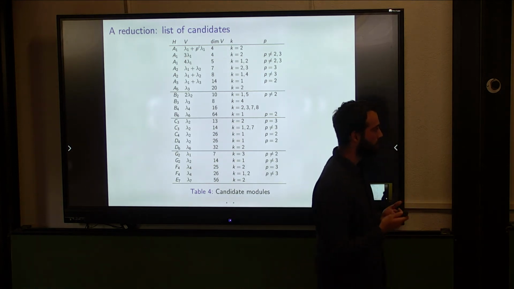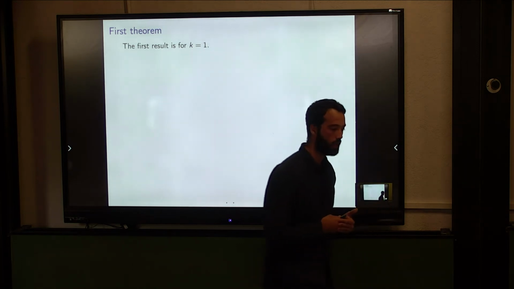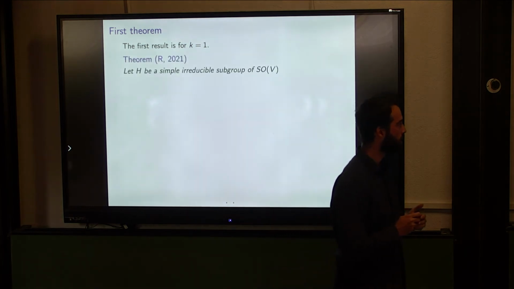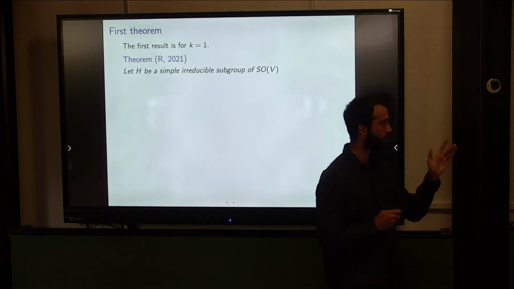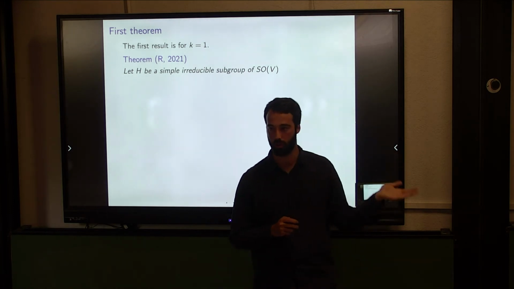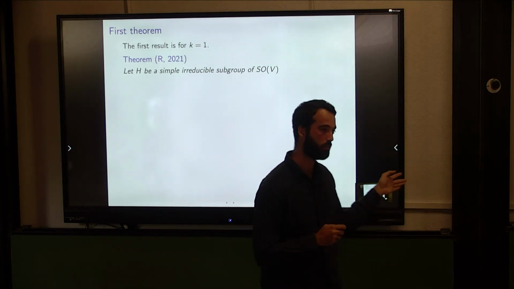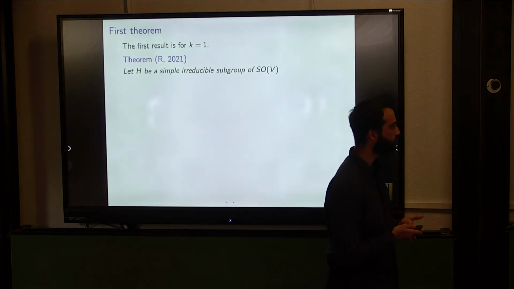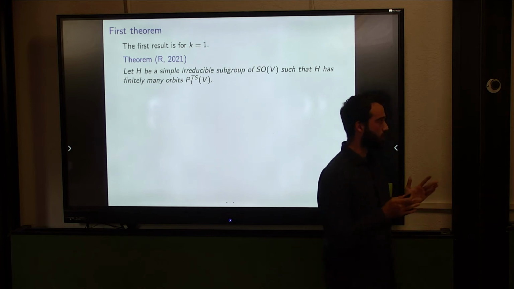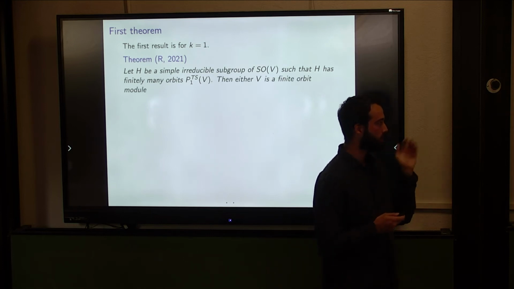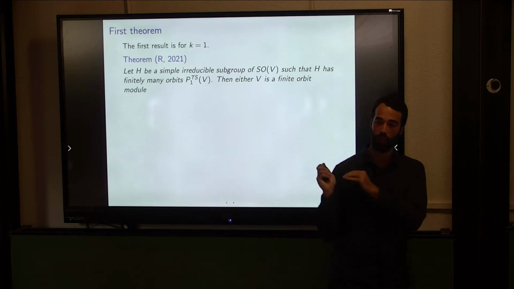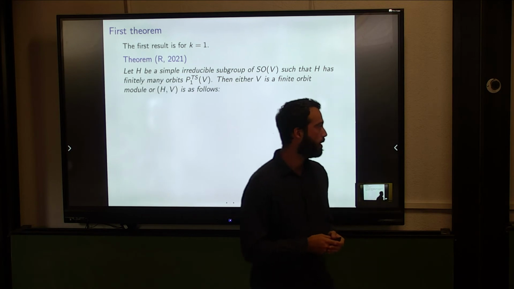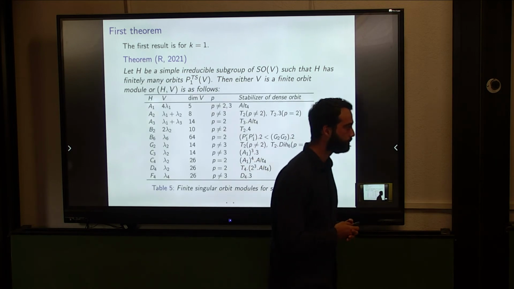Okay, so let me give you the first result for k equals 1. So here we are looking at action on singular one spaces. So we have H being a simple irreducible subgroup of SOV. Why don't we care about SPV? Because the action is on singular one spaces, but in SPV, every single one space is singular. So we wanted to have finitely many orbits on singular one spaces. Then either it was already a finite orbit module, okay, it had finitely many orbits on all one spaces, or it's one of the following.